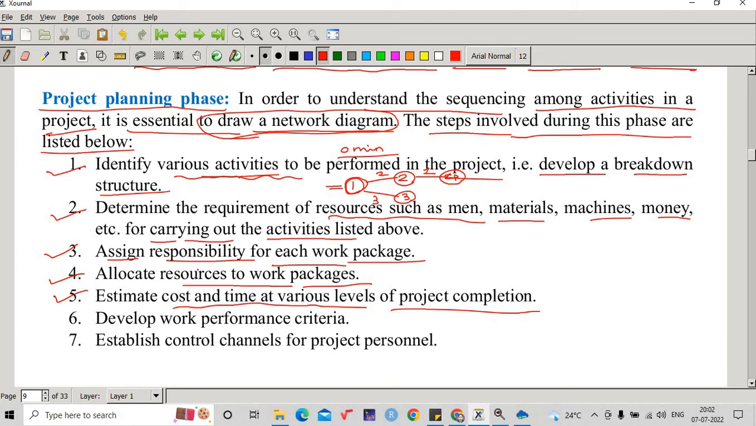So likewise, all activities need to be identified according to the estimation of the cost, according to the estimation of time as well. Next point is develop work performance criteria.